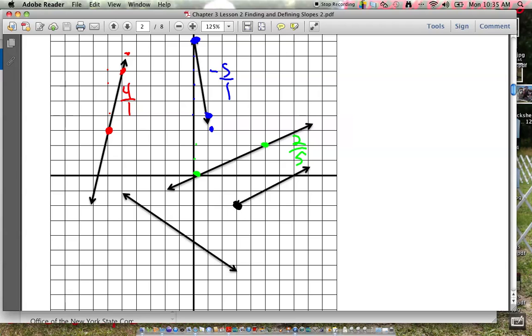Okay, next up, let's take a look at this line over here. We're gonna go from here to here. What's that slope gonna be? This should be a nice way to start the marking period with this quiz, right?